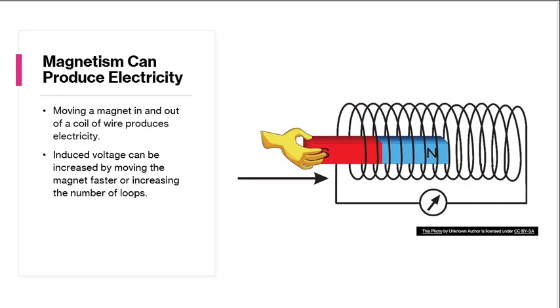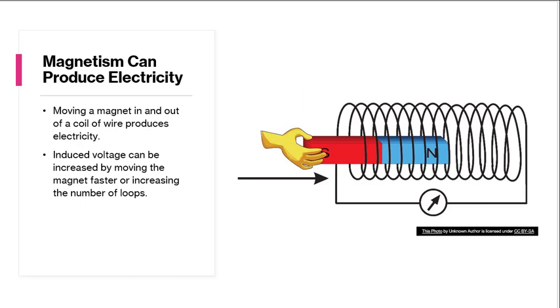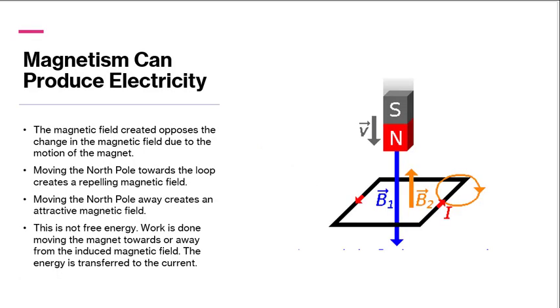Magnetism can produce electricity. If you move a magnet in and out of a coil of wire, it's going to produce electricity in the wire. If you move that coil of wire back and forth around a magnet, it's going to do the same thing. Either way, think of one as moving relative to the other. And that induced voltage in the wire can be increased by moving the magnet faster or increasing the number of loops.